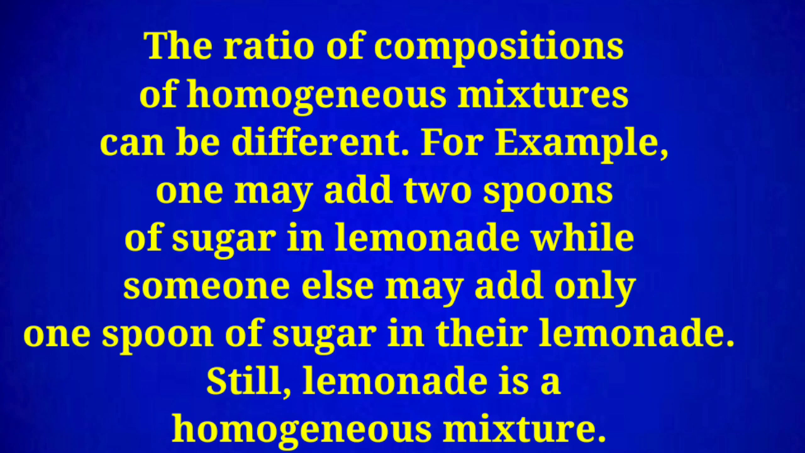The ratio of compositions of homogeneous mixtures can be different. For example, one may add 2 spoons of sugar in lemonade, while someone else may add only 1 spoon of sugar in their lemonade. Still, lemonade is a homogeneous mixture.